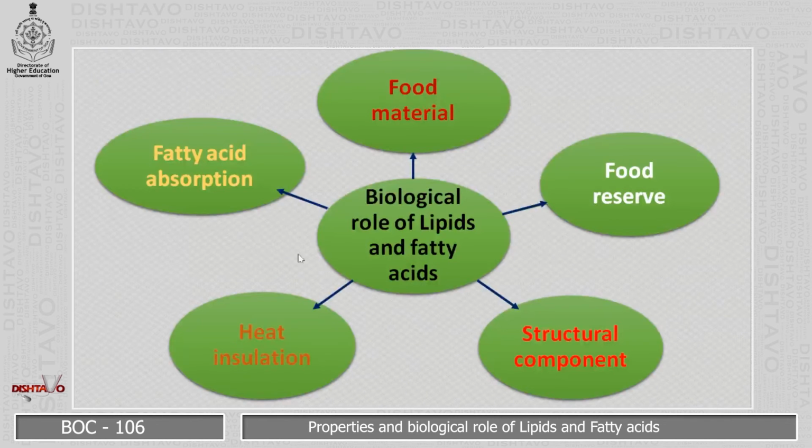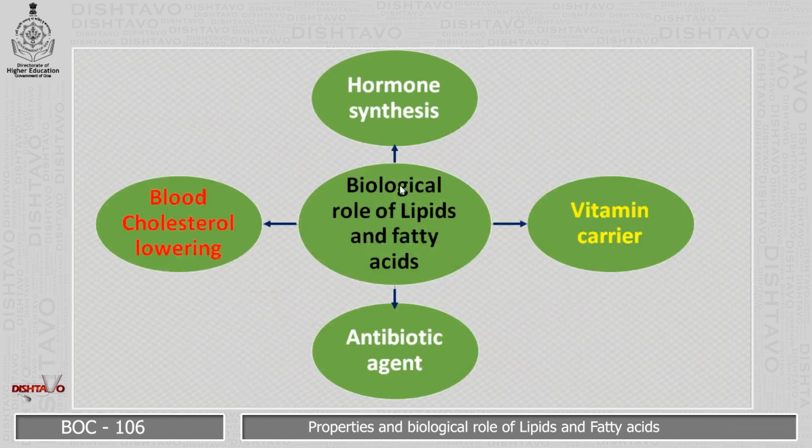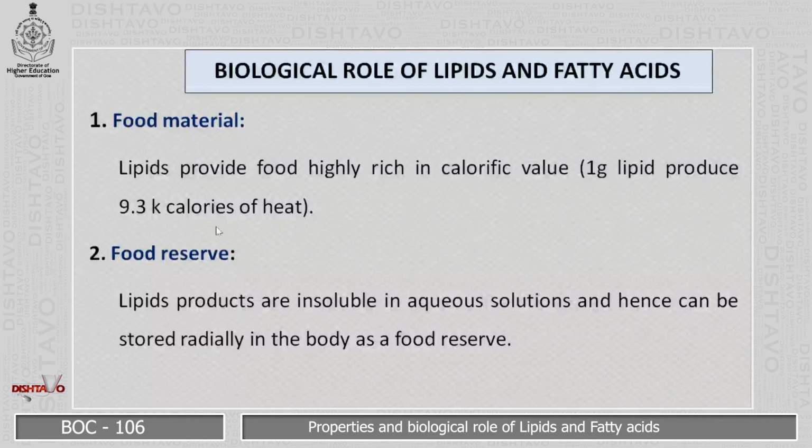Coming to the biological role of fatty acids. Fatty acids and lipids play a vast and diverse role in the biological system. They act as food material, food reserve, structural component of the cell, heat insulation, and fatty acid absorption. Some more roles to cite here: hormone synthesis, vitamin carrier, antibiotic agent, blood cholesterol lowering. So let us discuss each of these roles.